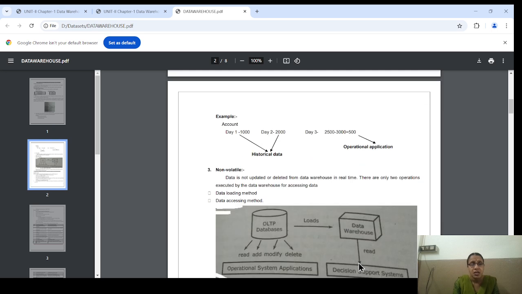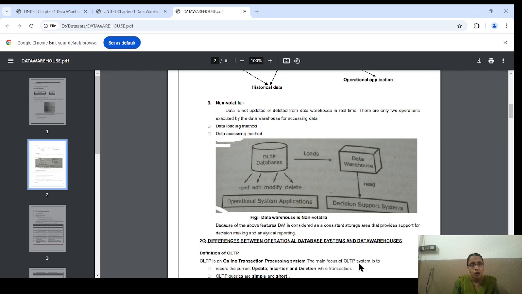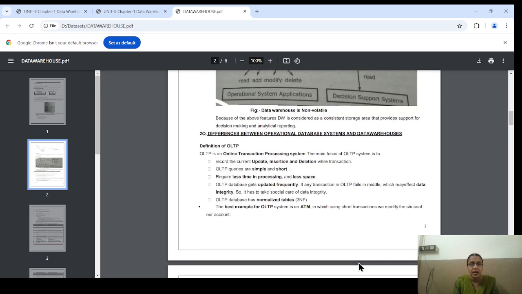Non-volatile means data is not updated or deleted in the data warehouse in real time. There are only two operations that can be performed in a data warehouse: data loading and data accessing. Data loading means it can just load the data. Data accessing means the user can only read the data. The user cannot add, delete, or modify it in the data warehouse. Because of the above features, the data warehouse is considered a consistent storage area that provides support for decision making and analytical reporting.